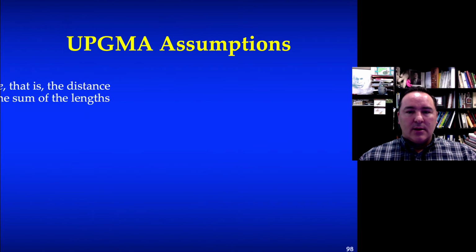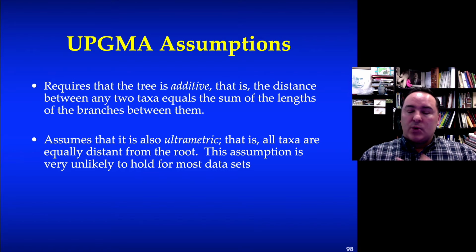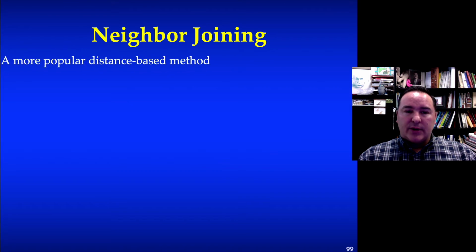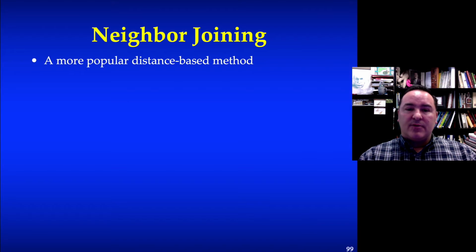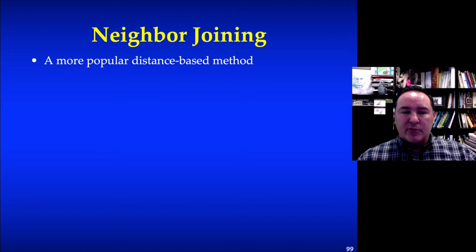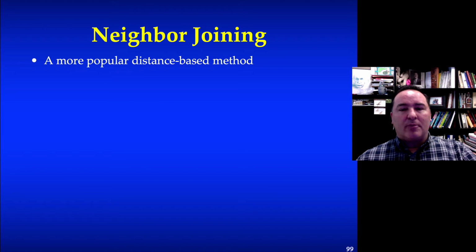Okay. Now, obviously, the assumptions here is that this requires that the tree is additive, that all distances between any two taxa equals the sum of the lengths of the branches between them. It also assumes ultrametricity, that all taxa are equally distanced from the root. And these assumptions, of course, are going to be violated in a lot of normal data. And so in distance methods, there's a method called neighbor joining, which tries to minimize some of those assumptions and allows for branch lengths to be variable and allows for the trees not to have to be ultrametric and so forth.